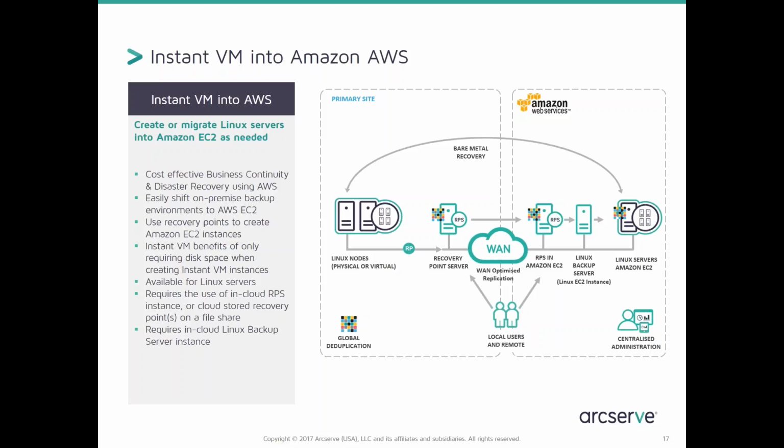We also need a Linux instance running in the cloud that has the Arcserve UDP agent for Linux installed on it, and that machine is referred to as a Linux backup server. Its role is similar to the virtual standby proxy. The creation of the instant VM and the sending of the data to the instant VM is achieved through the Linux backup server itself. If you've got those two components in place, we can then perform instant VM into Amazon AWS for a Linux machine.